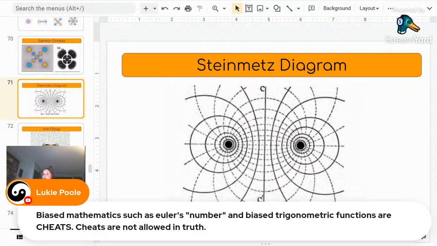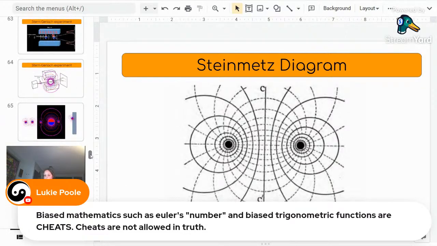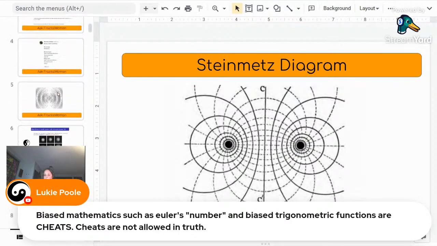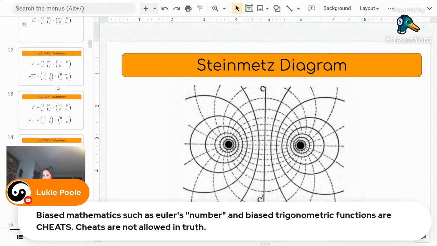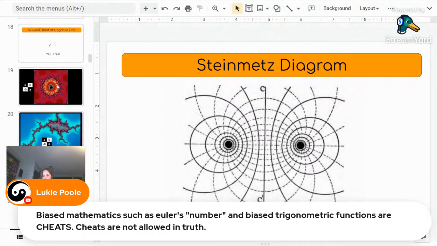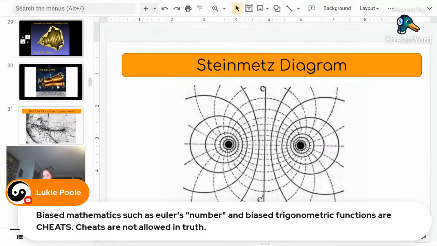Okay, Euler's number is something that you see in nature all the time. It is responsible for the fractal scaling of the universe, the power law. It's responsible for the power law, and it is also used in, let me just get my slides here. Okay, where Euler's number is useful is when we're talking about complex numbers.